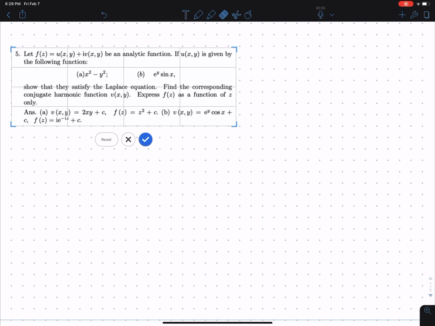Okay, let f(z) of a complex number equal u(x,y) plus i v(x,y) be an analytic function if u(x,y) is given by the following functions. In this case, we're going to try to solve part b, e to the y sine of x.